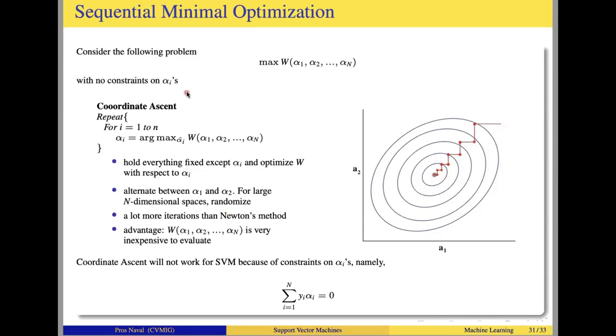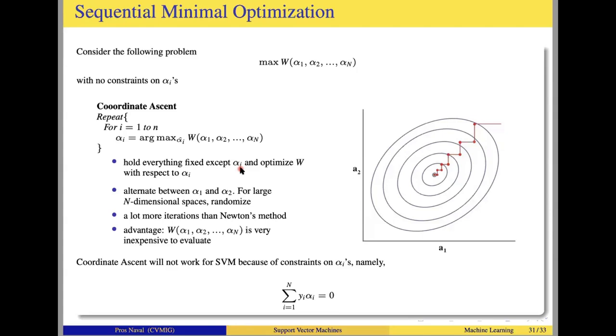I choose another dimension, keep on doing that, and we arrive at the optimal point. So the algorithm is as follows. Repeat for I equals 1 to n, where n is the number of dimensions. You basically just take the argmax of this function with the others fixed. Okay, one of them fixed, and then you change the dimension that you fix each time. So in other words, you hold everything fixed except alpha I.